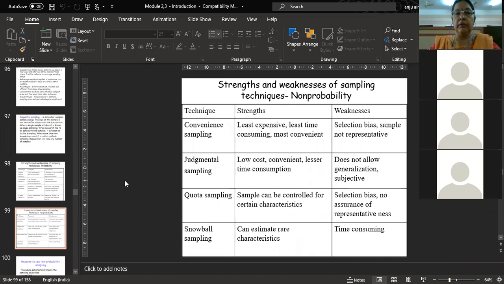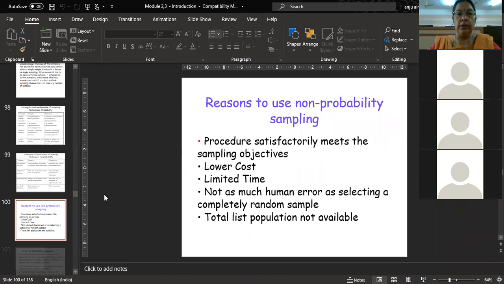Now, the strengths and weaknesses of non-probability sampling techniques, I think you should see later. First, we will see each one of these non-probability sampling techniques. What is non-probability sampling technique? When each element of the population does not get an equal chance to be selected into the sample, it is known as non-probability sampling technique. So what are the different techniques in non-probability? You have convenience sampling, judgmental sampling, quota sampling, and snowball sampling.